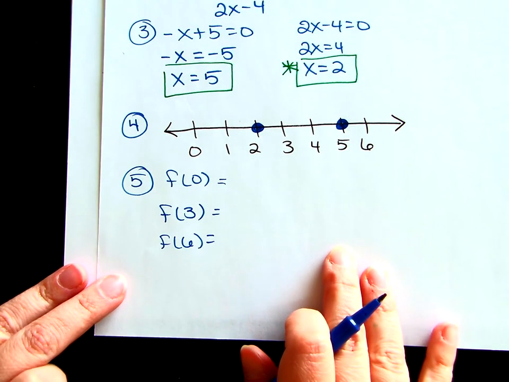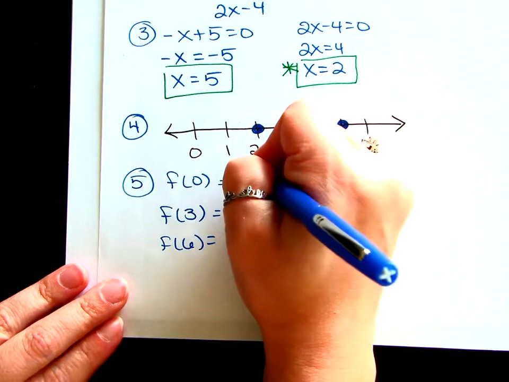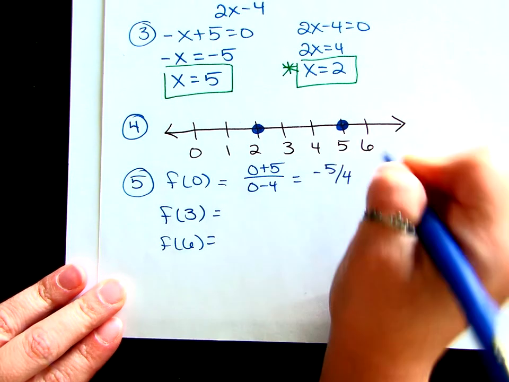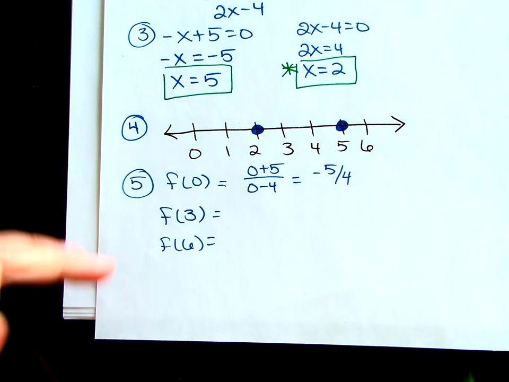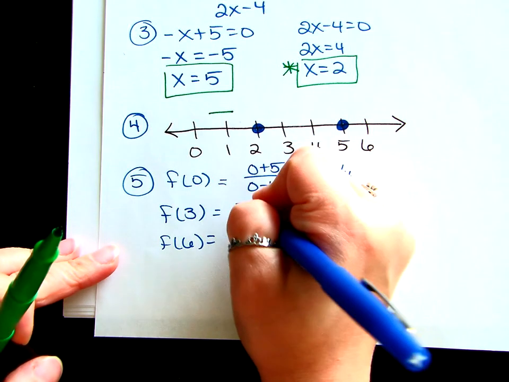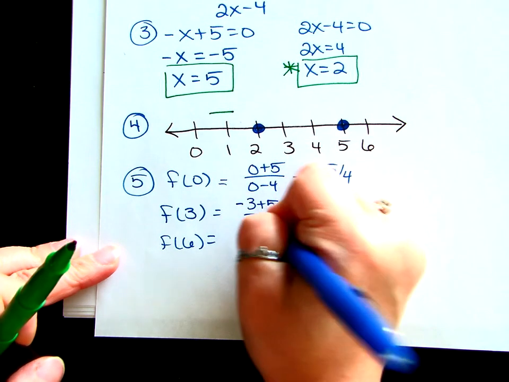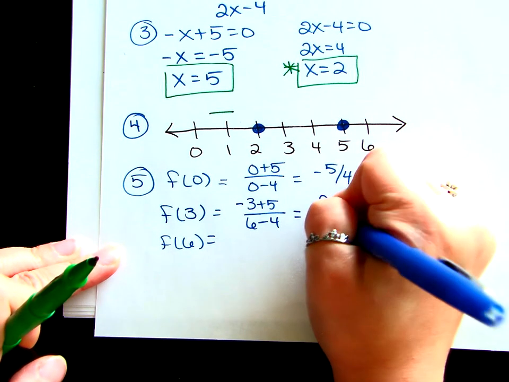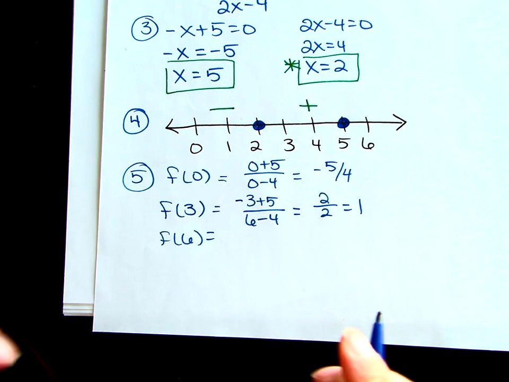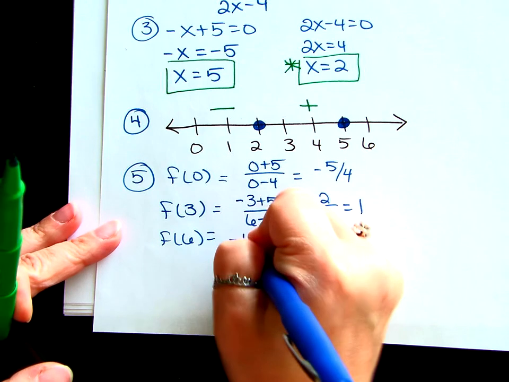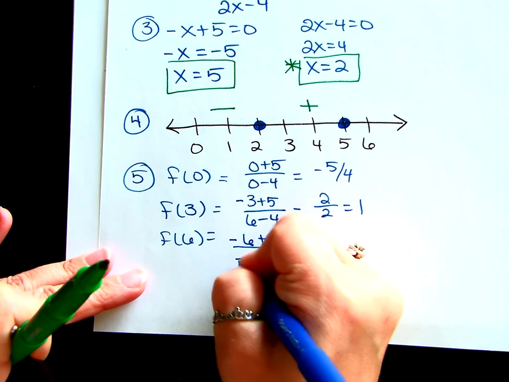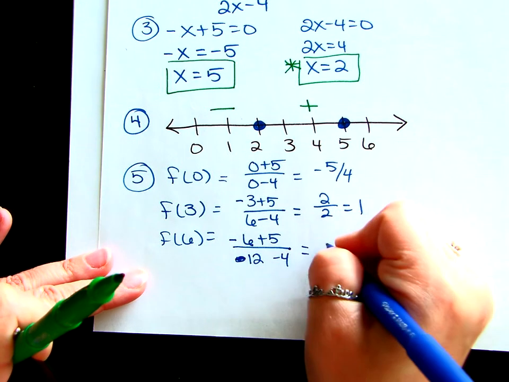F of 0, 0 plus 5 over 0 minus 4 is -5/4. F of 3, negative 3 plus 5, or 6 minus 4, 2 over 2, which is positive 1. Negative 6 plus 5 over positive 12 minus 4, negative 1 over 8.